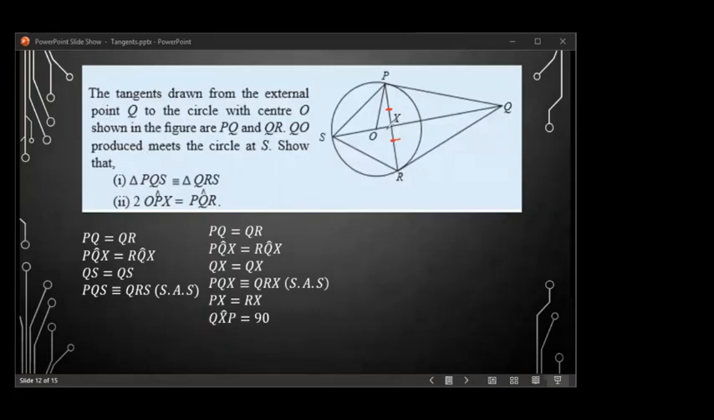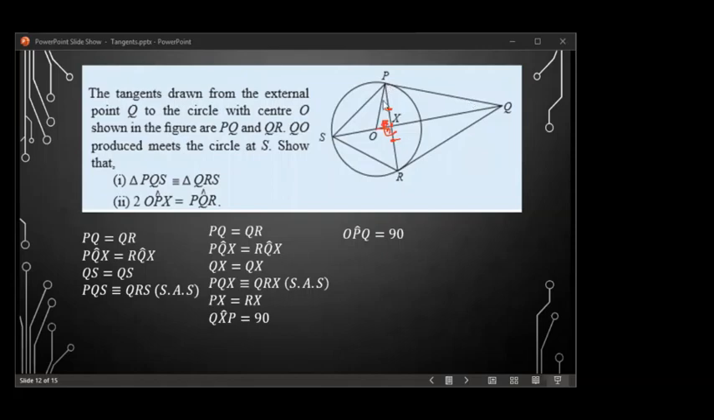Then what you can write is QXP angle is 90 degrees. Why is that? From the theorems regarding the chord that we have learned, the line segment drawn from the center of the circle to the midpoint of a chord is perpendicular to that chord. So using that theorem, I can write QXP is equal to 90 degrees.